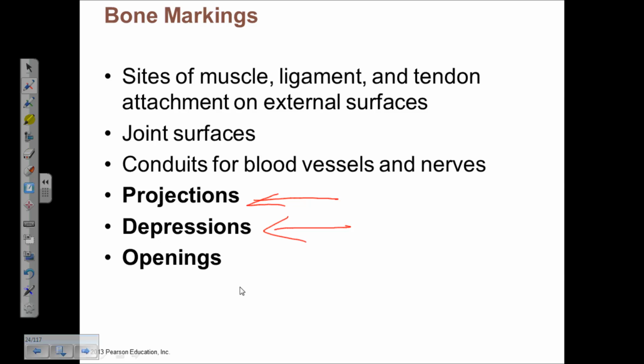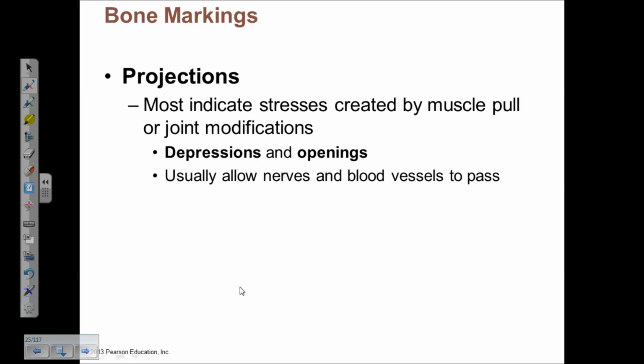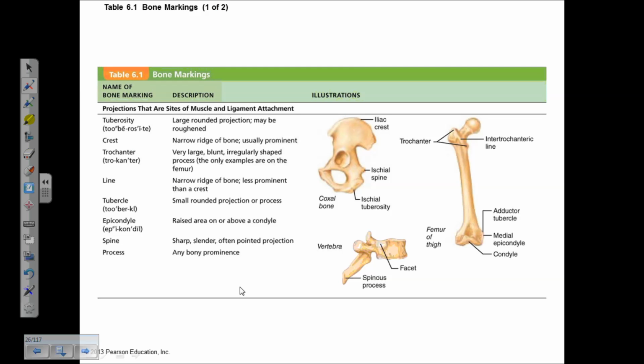Okay, that's a projection. Depressions. Let me find a neat depression. Oh, this is a depression. It's actually an opening. I would rather say it's an opening. Let me see if I can find a decent depression over here. Nothing comes to mind right away. Well, we'll figure it out. So projections are usually generated by muscle pull. Depressions and openings, as I mentioned, usually serve for blood vessels and nerves to go through the bone or in the surface of the bone.